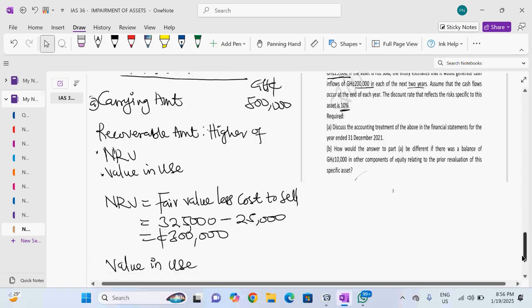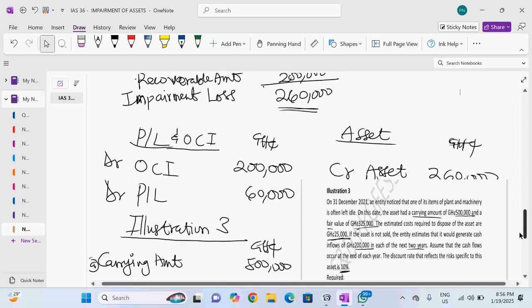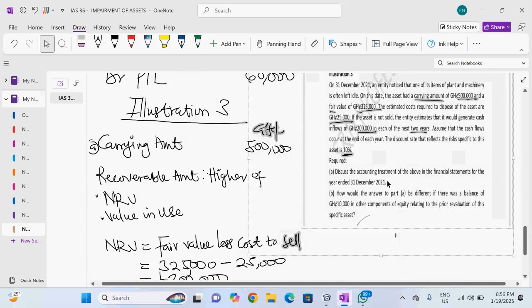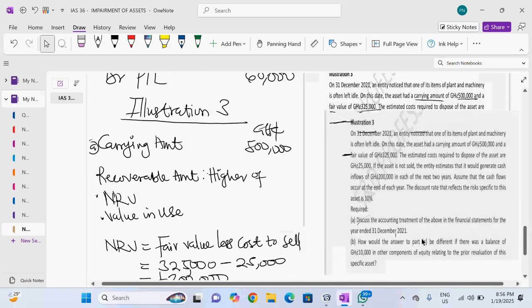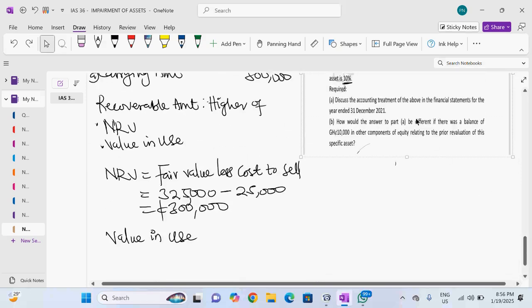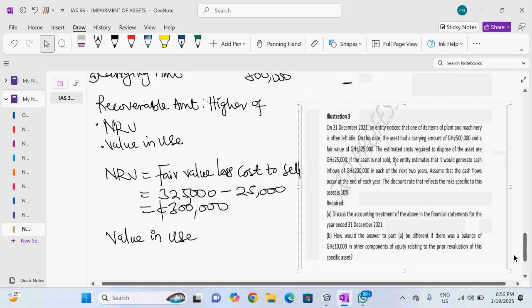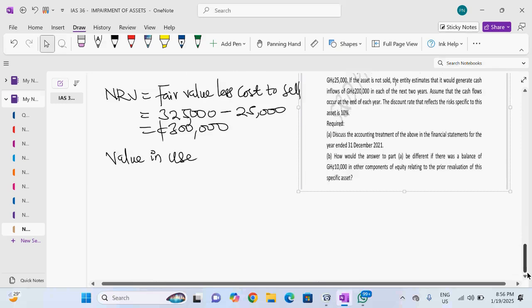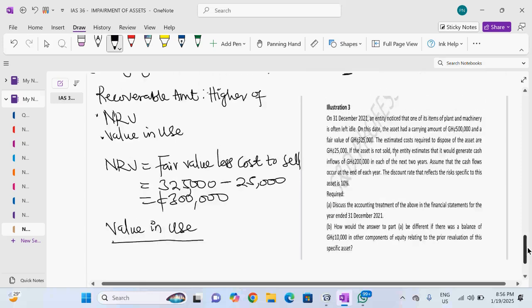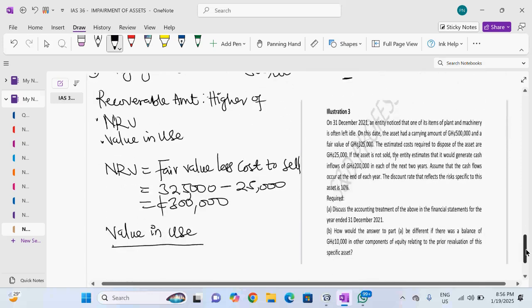So we saw that with the value in use, you'll be given cash flows, inflows and outflows, and then you have to discount them using the discount rate. So I believe you remember. Let's check and see whether it is a single cash flow or a uniform cash flow, an annuity.